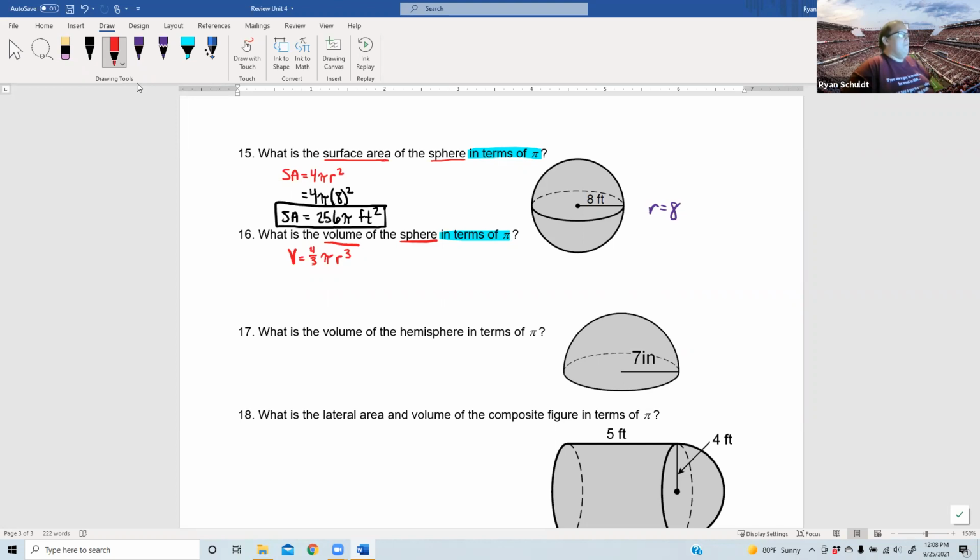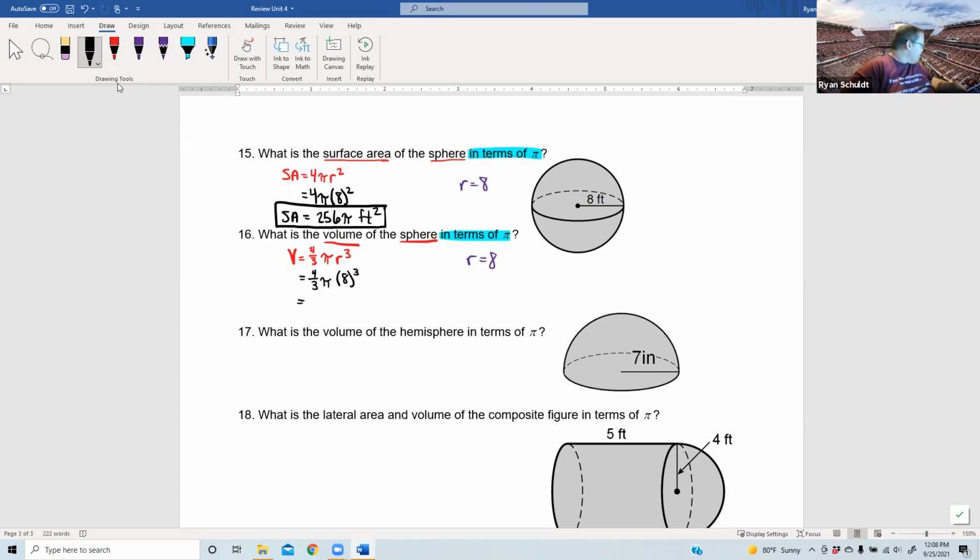Okay, I already said my radius is 8. So I'll write it over here. Radius is 8. Maybe I should move this to this problem. Okay, so I have everything I need. Let's plug it in. It's going to be 4/3 pi times 8 cubed.